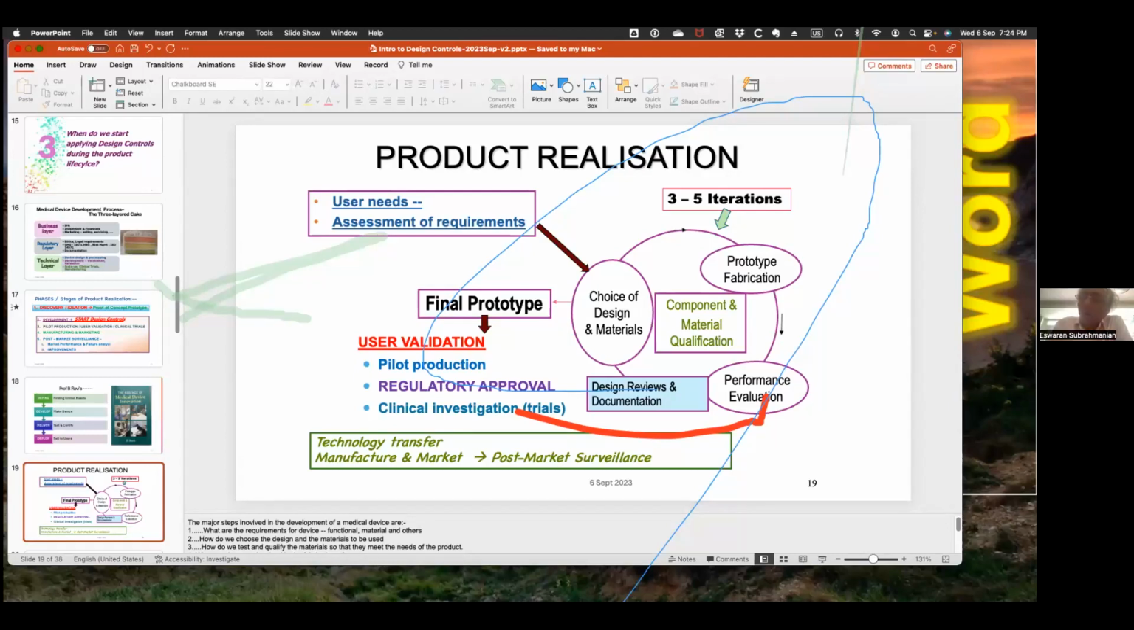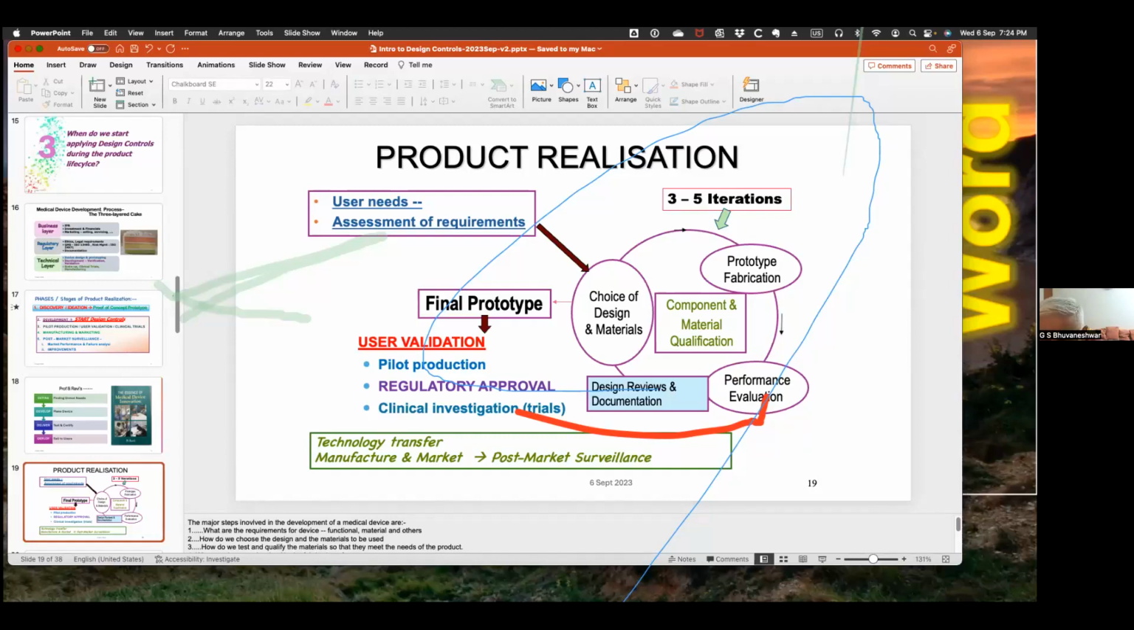I have a follow-on. In the US, at least, besides the FDA, if there are electronic components in the device, you have to go through the Underwriters Laboratories certification. Is that also required in the Indian context? So can you kindly repeat that?